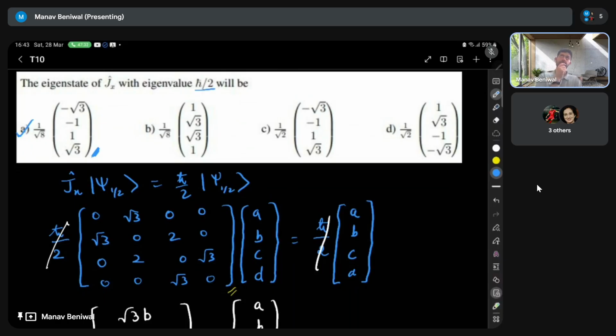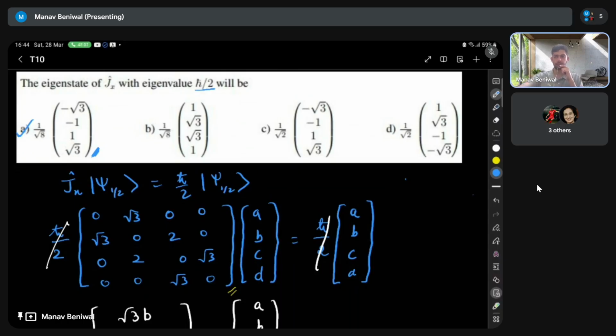So if I take j as half, then j half will give me only a two element vector, because then you will have only two possible values of m, plus minus half. That's why I took 3 by 2, because then I know I'll have 4 states. So this should be there in the problem, that this corresponds to j equals 3 by 2 system.